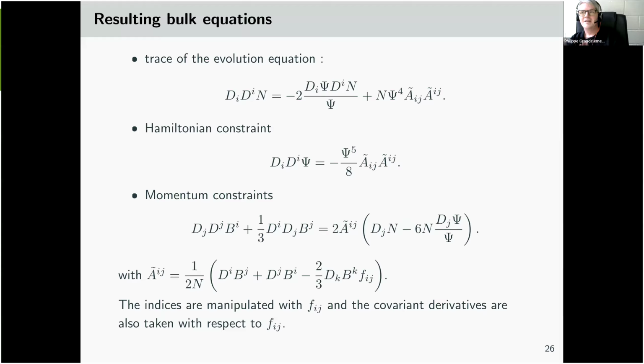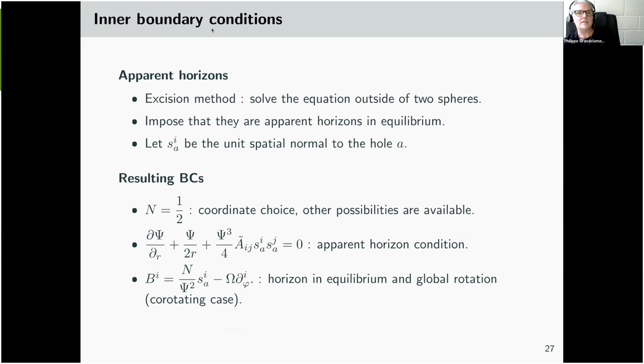Thank you. So the resulting equation is a set of 5 elliptic equations for the lapse, the conformal factor, and the shift. And in my case, I do solve them using the excision method, meaning I solve them outside of two spheres, and I enforce those two spheres to be apparent horizons. So it's a bit tricky, but if you assume that the spheres are apparent horizons in equilibrium, it leads to a set of non-trivial boundary conditions on the sphere for the lapse, the conformal factor, and the shift.